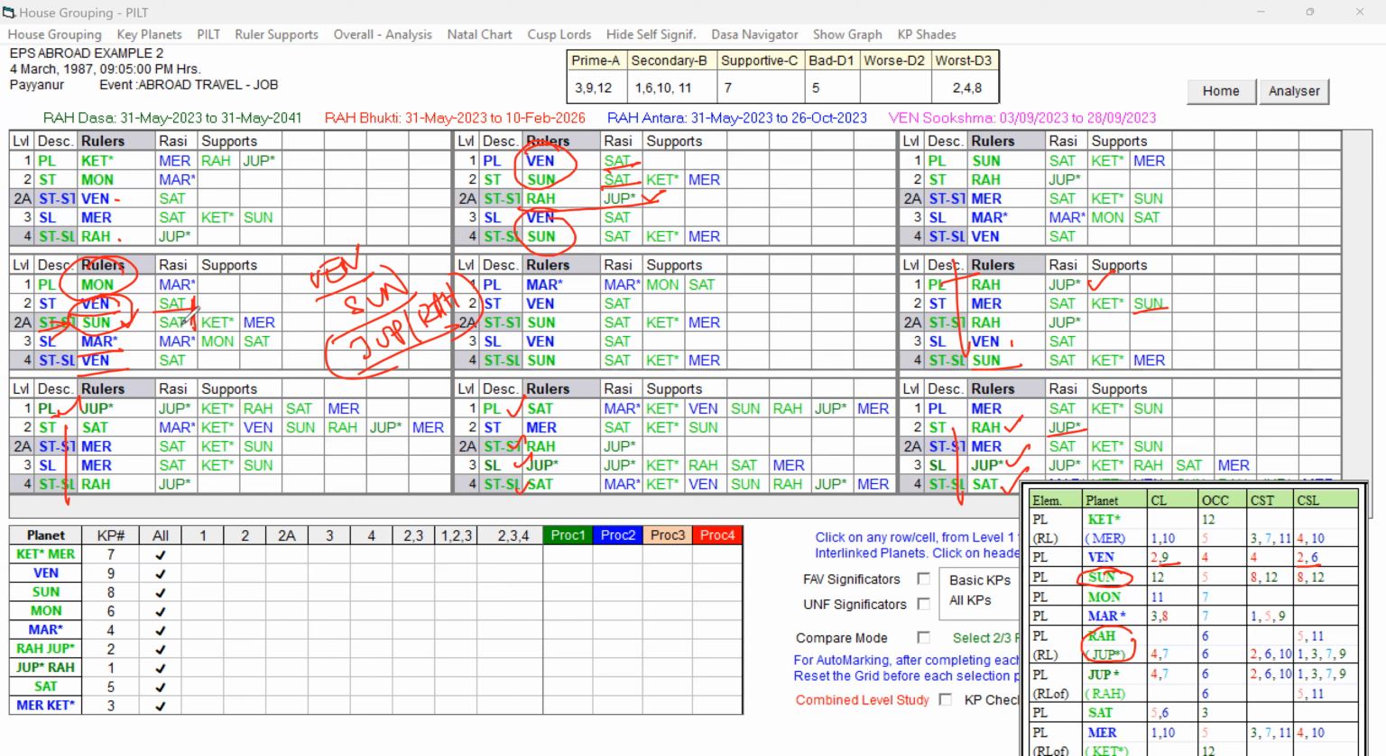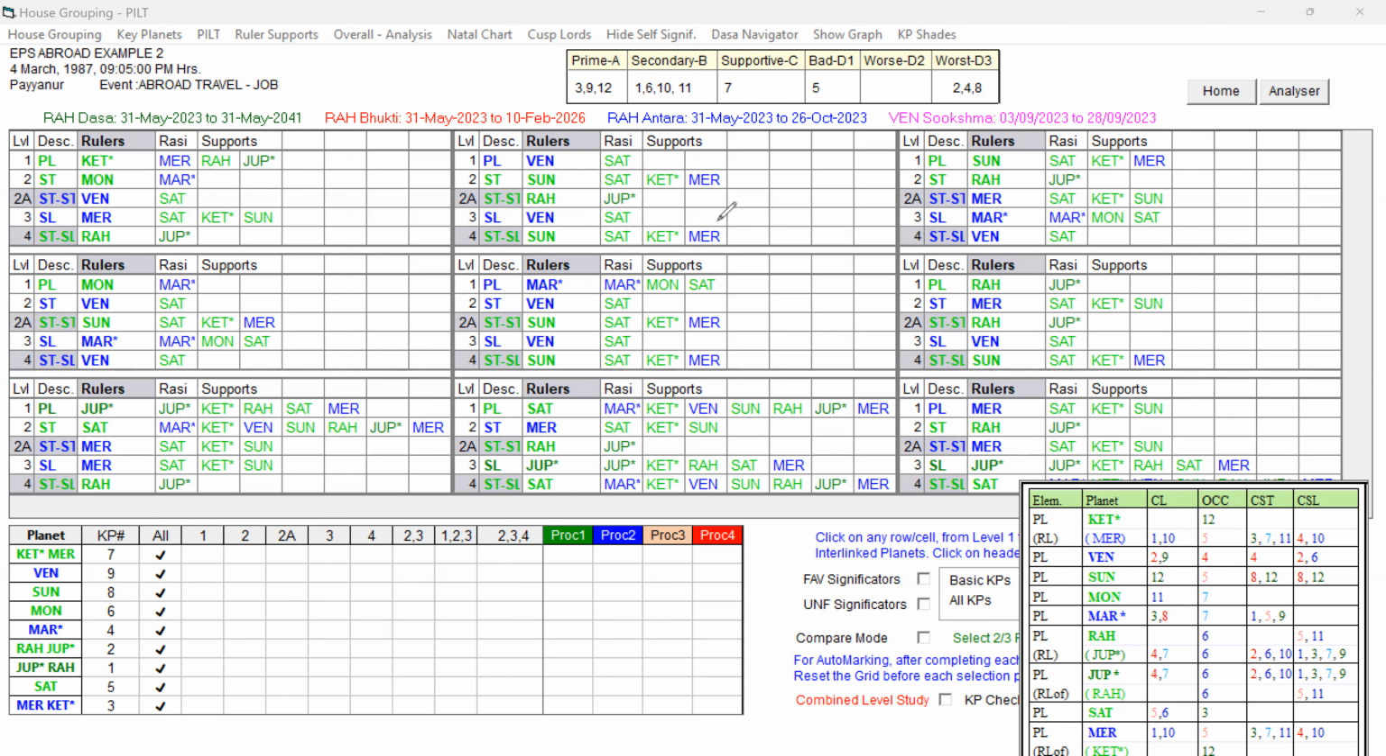So in Moon Dasa, Venus and Sun, and Venus and Sun here, this Bhukti is strongly favorable to make that native travel abroad during this Bhukti. So now within that Bhukti, which Antara is more favorable?